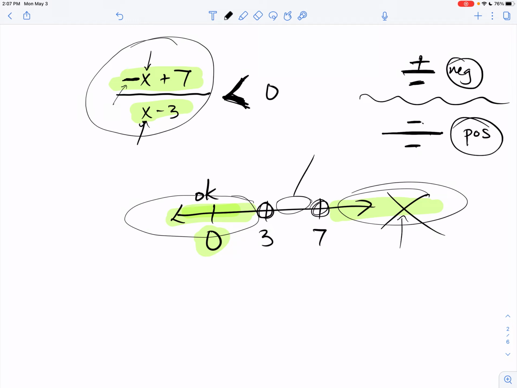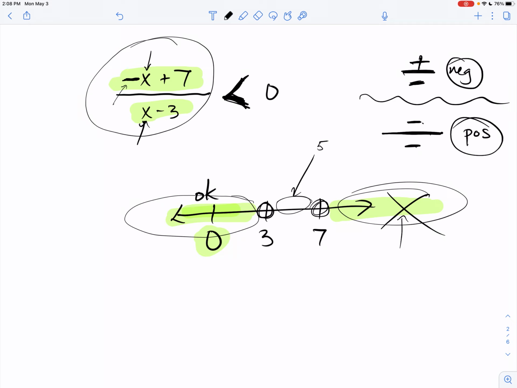Well, heck, what about the stuff in the middle here? See, you do not want to jump the gun with a rational inequality. You never know. So let's think here. If I were to plug in, let's say, how about the number 5? 5 is between 3 and 7. So I'm going to say 5's a good choice. You know what? Let's try it.